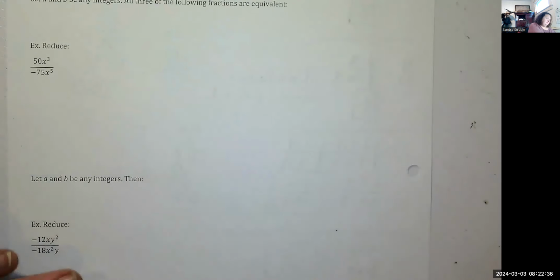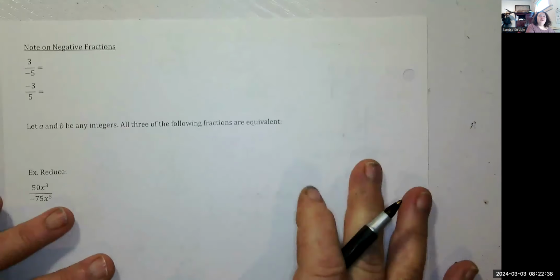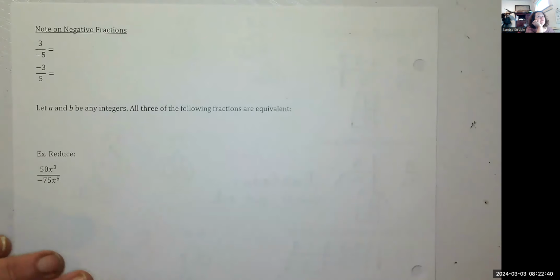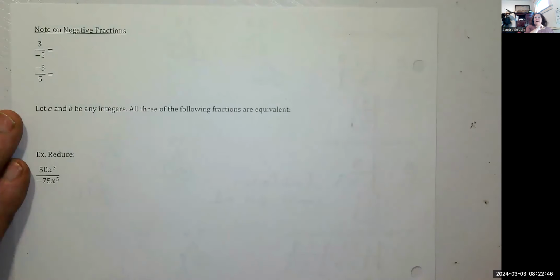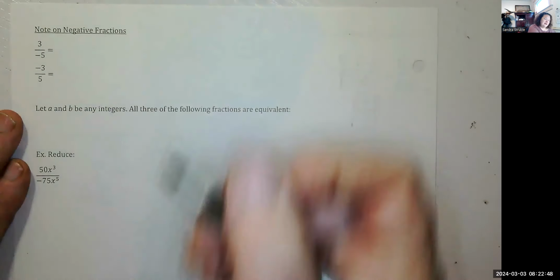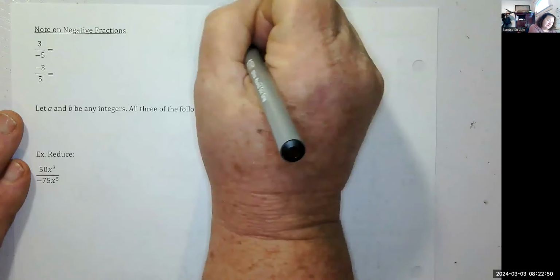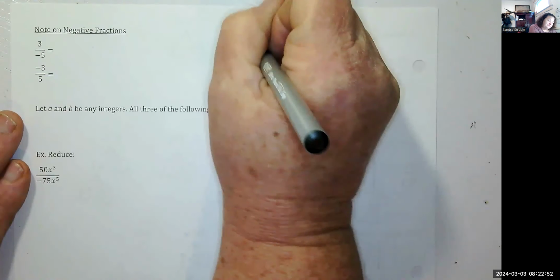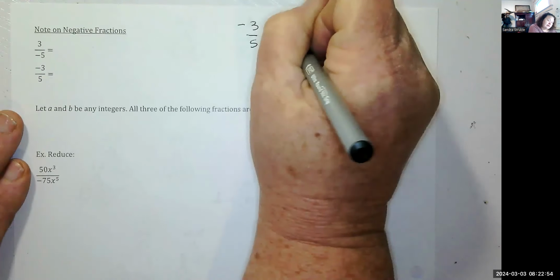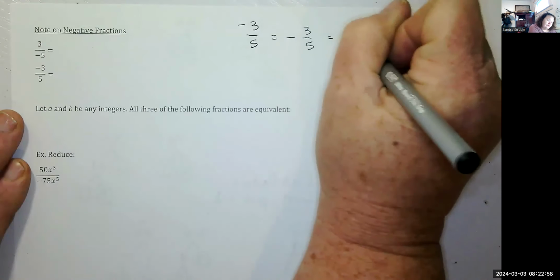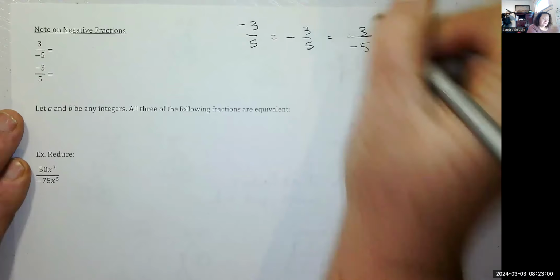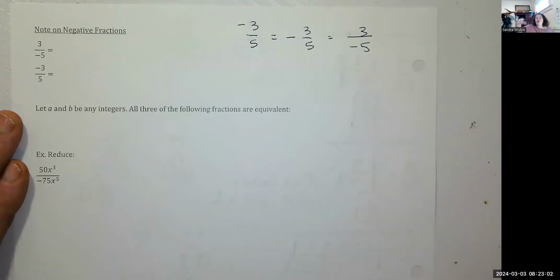All right. Last page on this one. Note on negative fractions. Okay. 3 divided by -5. Here's something neat I like to show my college algebra students. Is this equivalent to this, equivalent to this? Are they all the same or are they different?